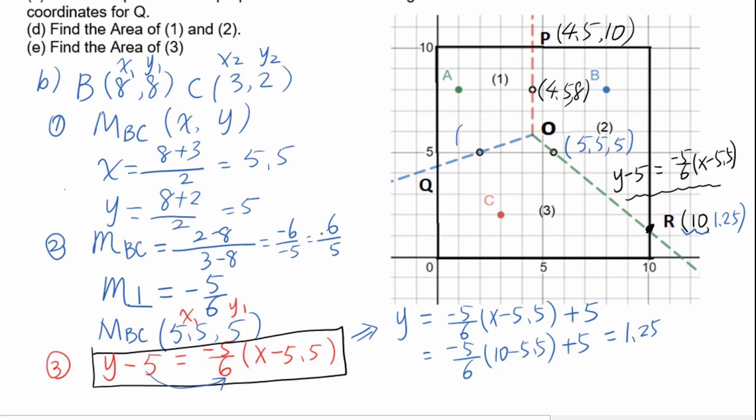Remember the steps to get the perpendicular bisector. First step, you need to figure out the midpoint of the segment. Second step, get the slope of the segment. Then do the opposite reciprocal to get the slope of a perpendicular line. Then the third step is to use point-slope form to get the equation of a perpendicular bisector.